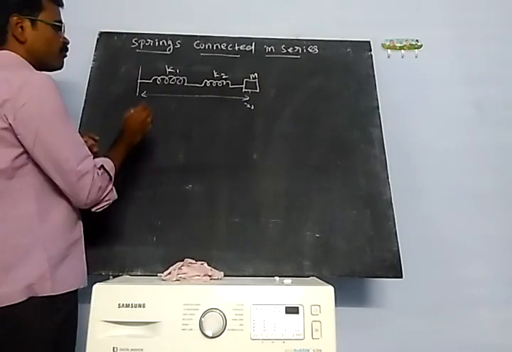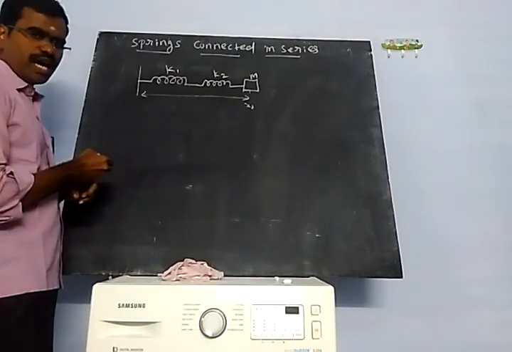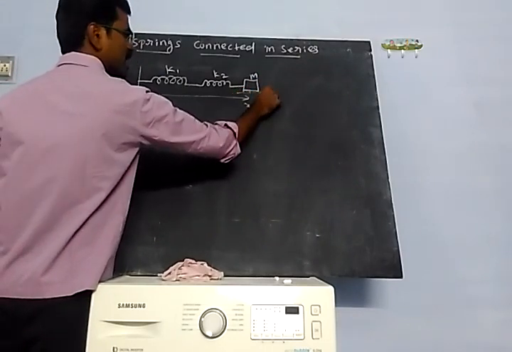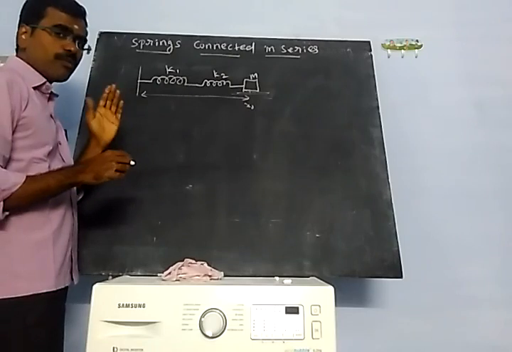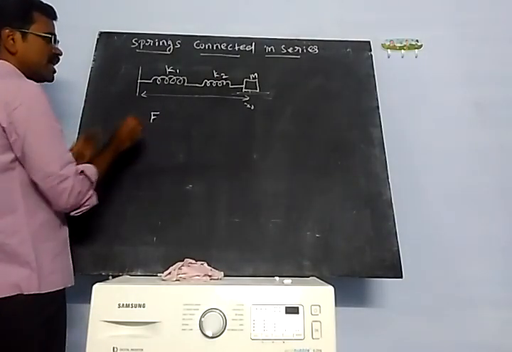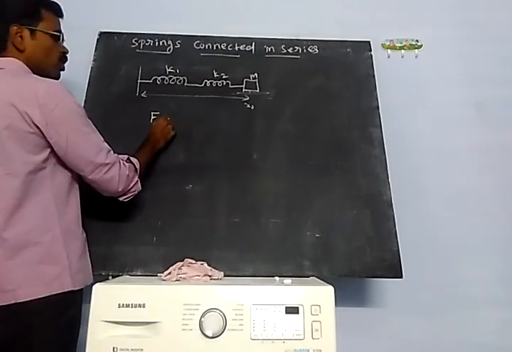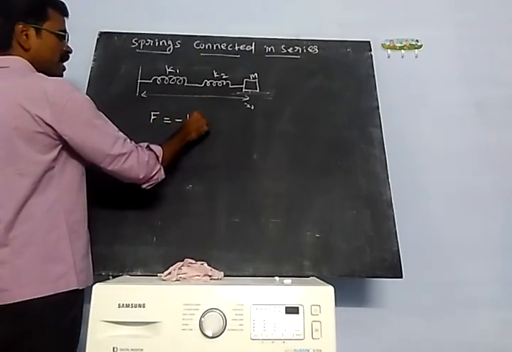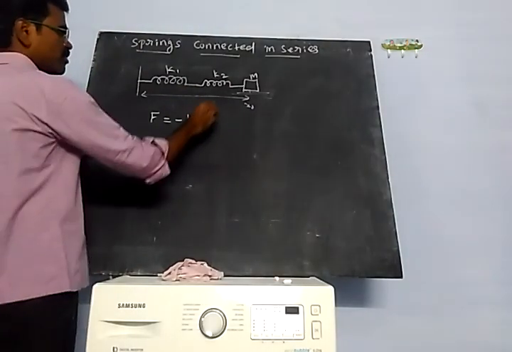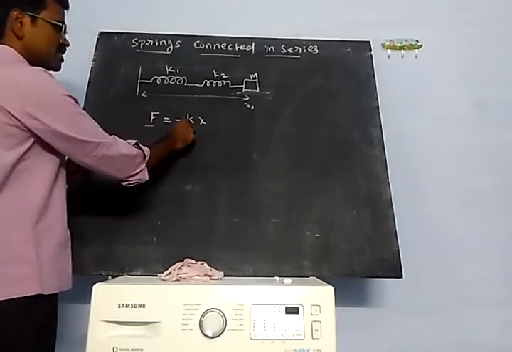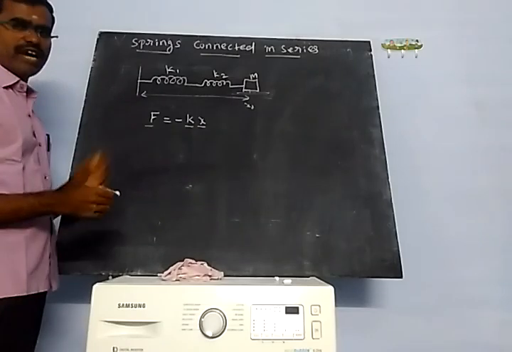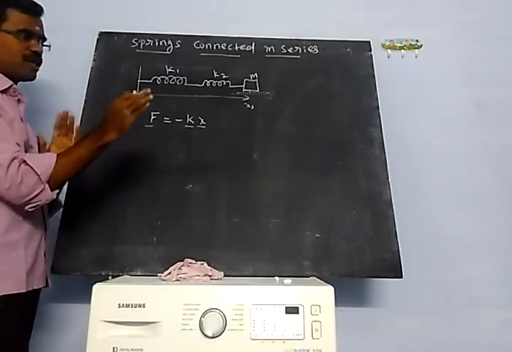Now you apply a force, and the mass moves back and forth about its mean position. That force F is equal to minus Kx. This is the net force, K is the net force constant, and x is the net displacement. So what is the net displacement?